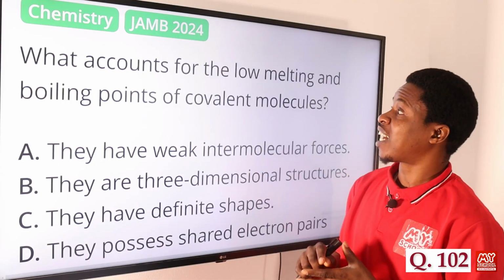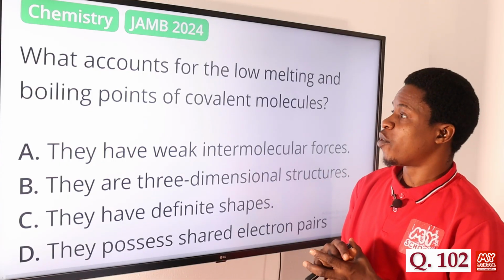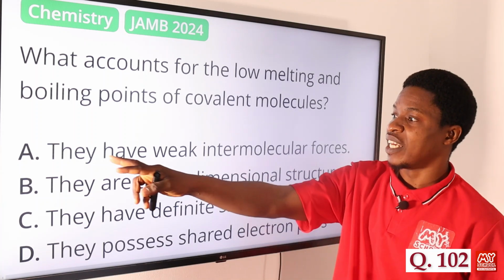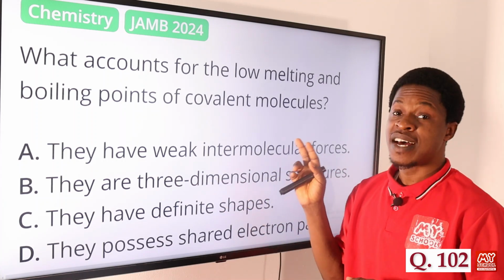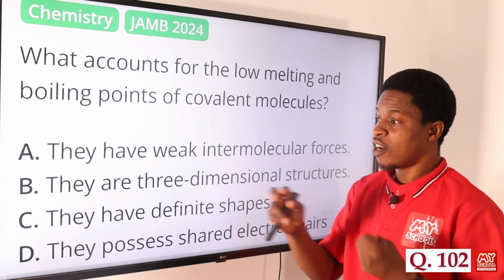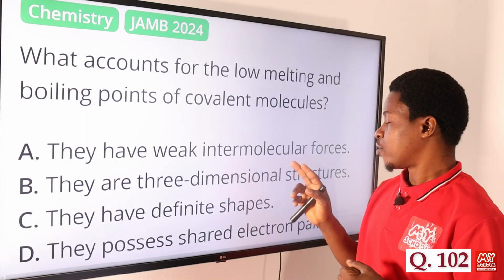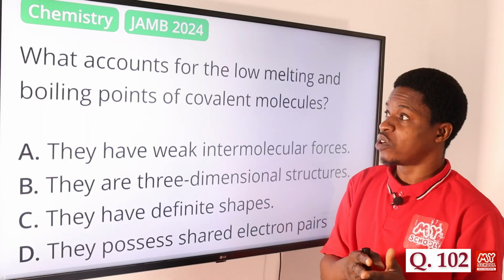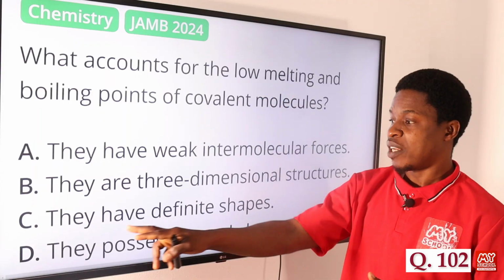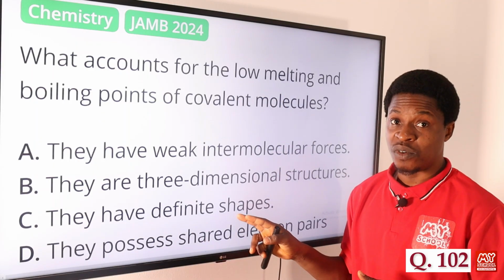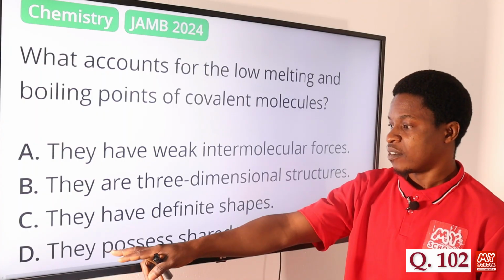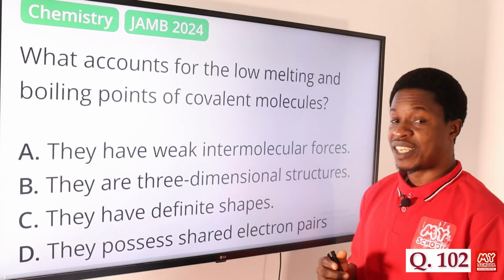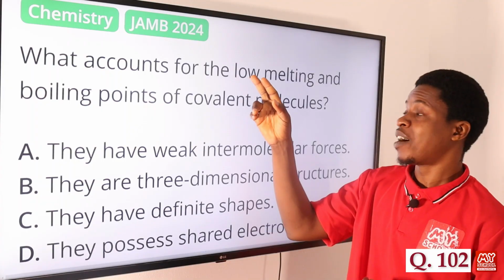So the question says, what accounts for the low melting and boiling points of covalent molecules? Option A says they have weak intermolecular forces binding them together. Option B, they are three-dimensional structures. Yes, they are, but that will only show us what the structure is, not the low melting and boiling point. They have definite shapes. Yes, they do. And then we have possessing shared electron pairs, but that does not account for low melting.